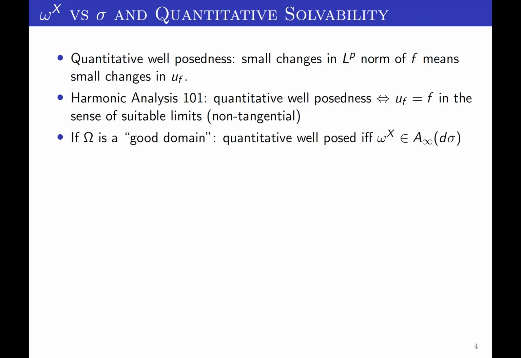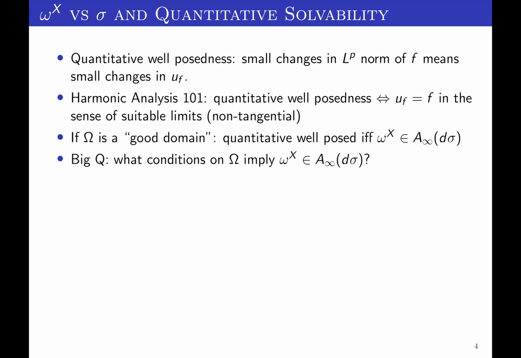And so basically 100 years of tough mathematical research has shown that if omega is a good domain, then we have quantitative well-posedness of the Dirichlet problem if and only if harmonic measure interacts nicely with surface measure. So I use the sigma here to talk about surface measure on partial omega, which is the domain. And if you know what an A infinity weight is, that's great. And if you don't know what an A infinity weight is, it's some measure of quantitative mutual absolute continuity.